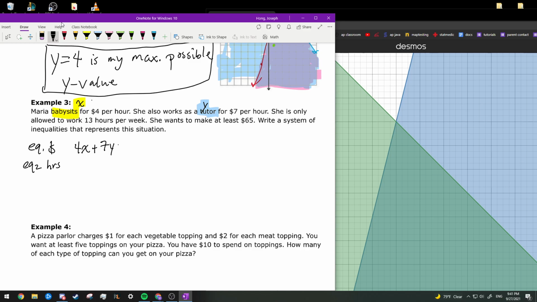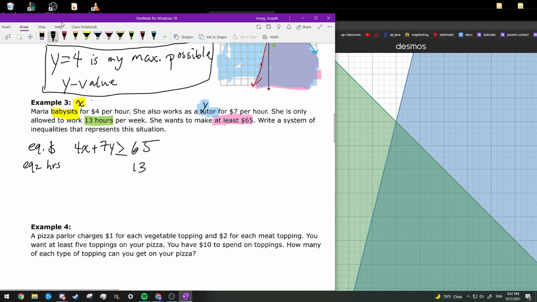And she wants to make at least $65. At least. So which one's going to be bigger, the amount of money that she makes or 65? Of course, the amount of money she's going to make, you want it more. So there's my first equation. My second equation is going to be talking about the hours themselves. I already know that this is 13. She's only allowed to work 13 hours per week.